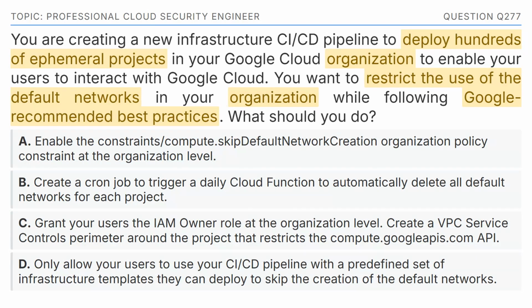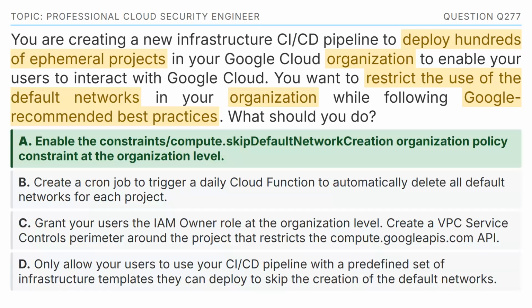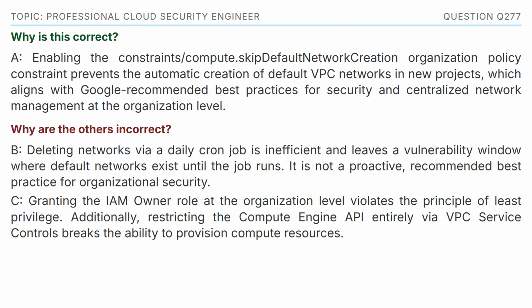To arrive at the correct answer, we focus on the keywords: deploy hundreds of ephemeral projects, organization, restrict the use of the default networks, Google recommended best practices. The correct answer is option A, enable the constraints/compute.skipDefaultNetworkCreation organization policy constraint at the organization level. Why is this correct? A.